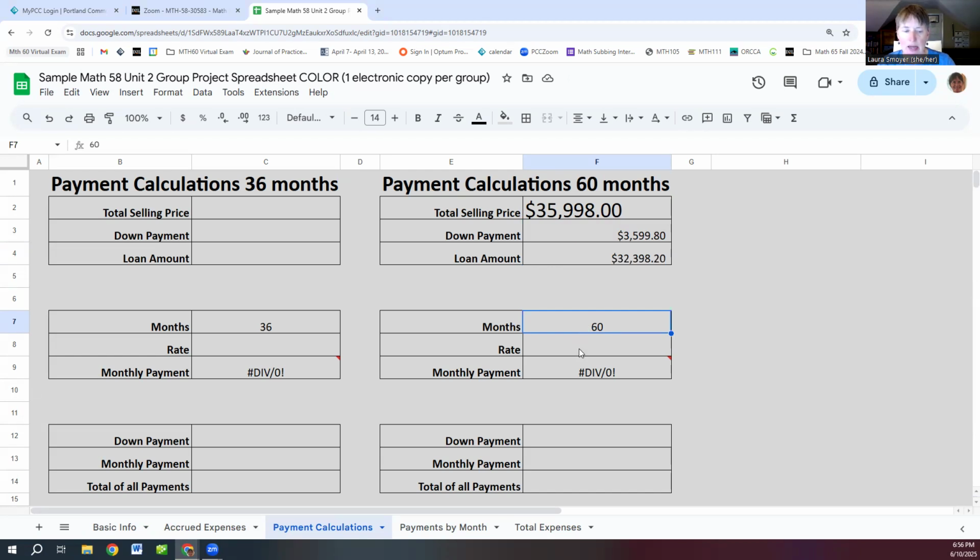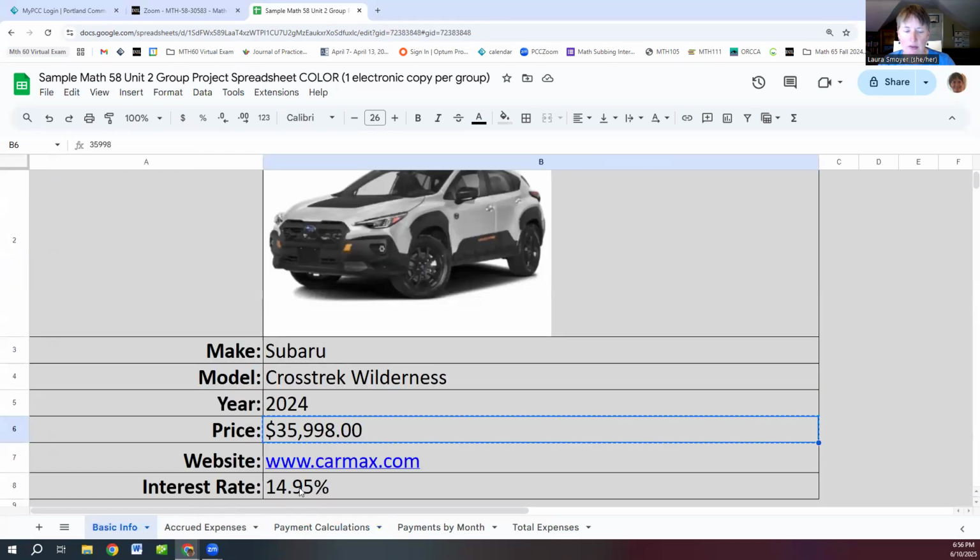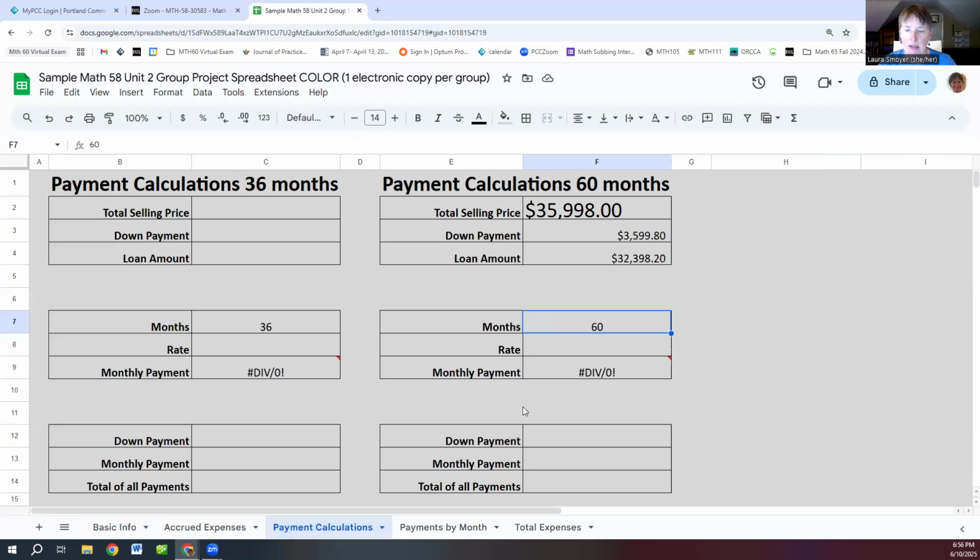And I'm going to go back now to figure out the rate that my group agreed upon. This group decided that they would qualify for a 14.95% interest rate. I'm going to copy that and paste it over here into the rate tab. And you can see when I did that the monthly payment was automatically calculated at $769.90.